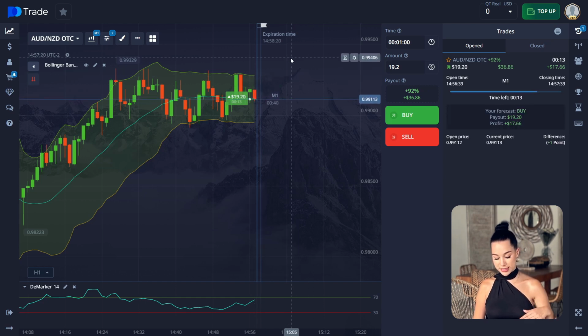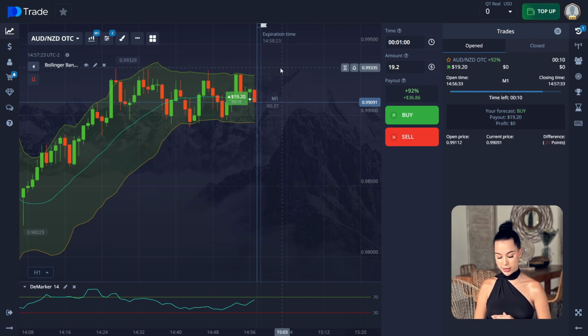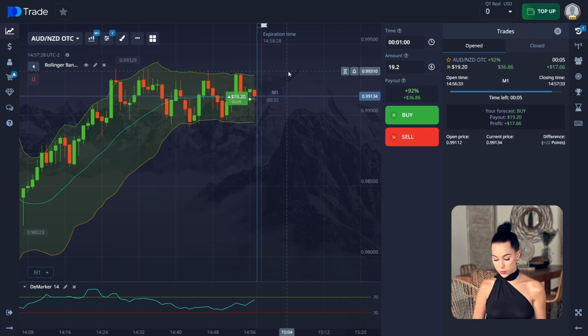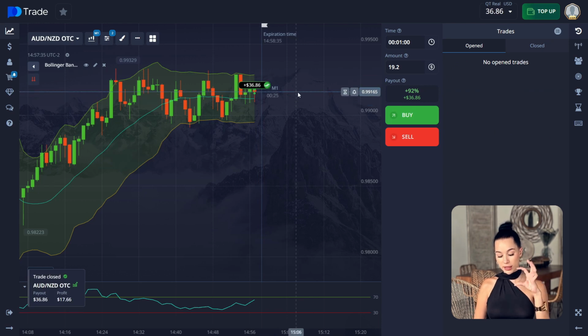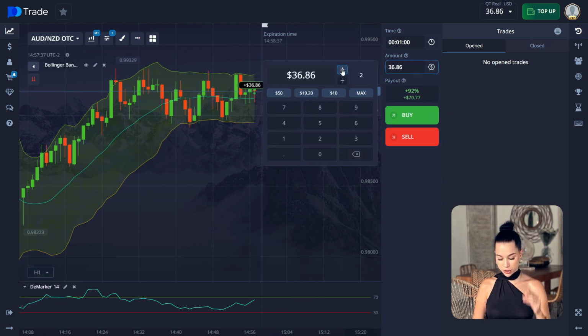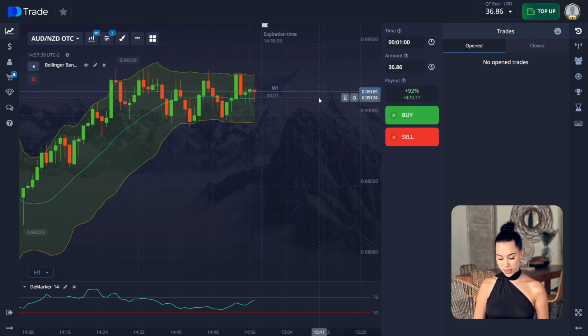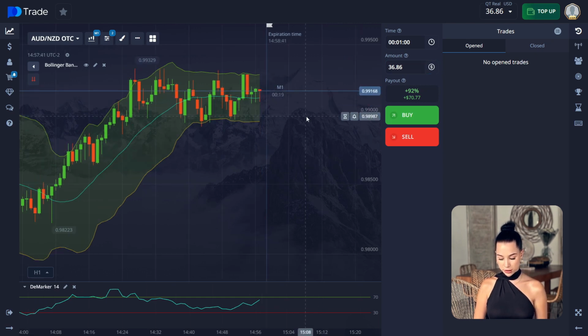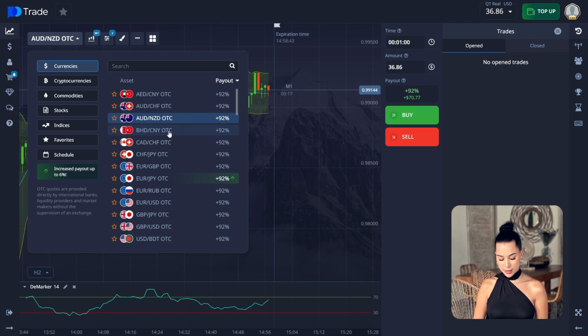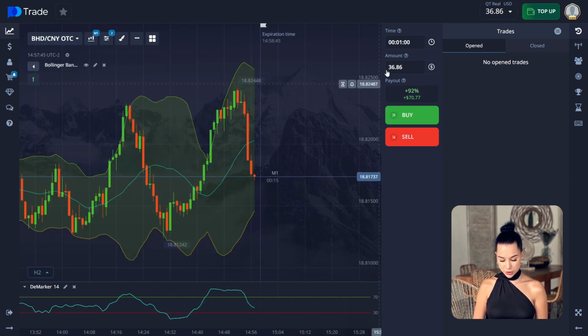So on the DeMarker, we can see that the line of the DeMarker, the blue one, is rising and almost intersecting the 70%. So it's a pretty good buy signal. And yeah, we close this trade in the plus. And also by the lines of Bollinger Bands, we can see that our chart is moving in this diapason. So that's why we close this trade pretty perfectly. So now let's go find another situation.